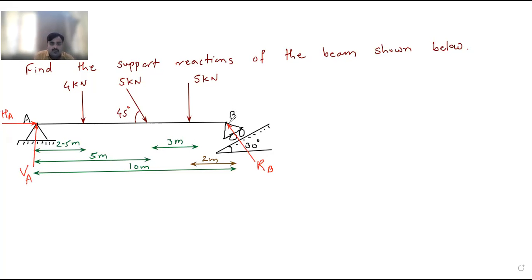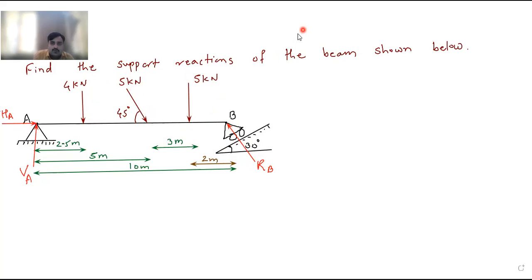So now see, this reaction is inclined. If you see the diagram, this reaction is horizontal, so we can use it in summation Fh. This is vertical, in summation Fy. Same thing is there. But this force of 5 kilonewton and now this reaction RB, both are inclined. It is not parallel to X, and also it is not parallel to Y. So we have to resolve these two.